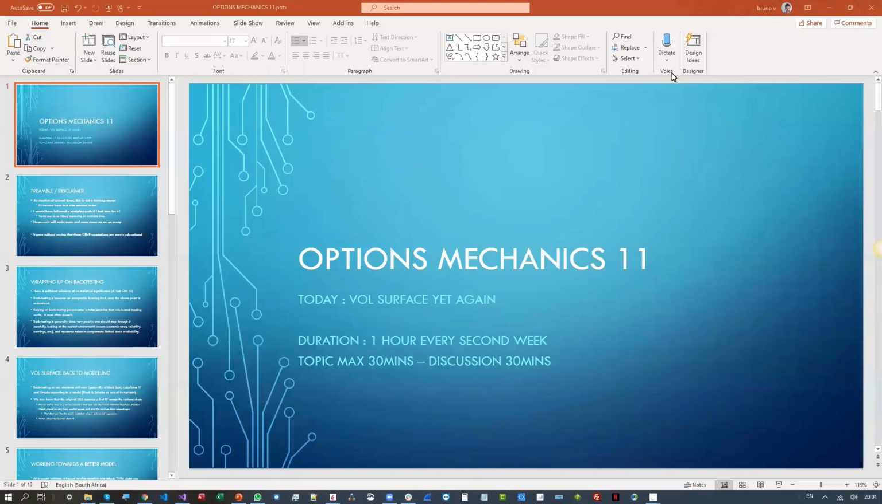So I'm going to review vol surface again. It's an interesting topic. It's more like a wrap up because we've talked about it in several sessions since I started in, I think, August, September, and I hope it will clarify a few things. And time permitting, I'm going to show you what I'm doing with my software, SOAP.